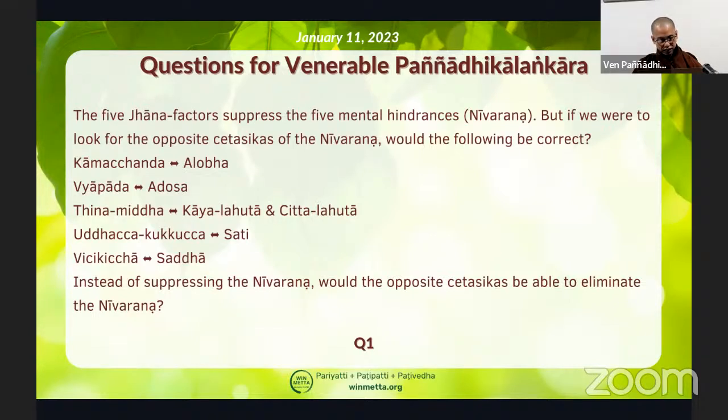Uddhacca kukkucca to samadhi, vicikiccha to saddha. Instead of suppressing the nivarana, would the opposite cetasikas be able to eliminate the nivarana? If you would like to answer.